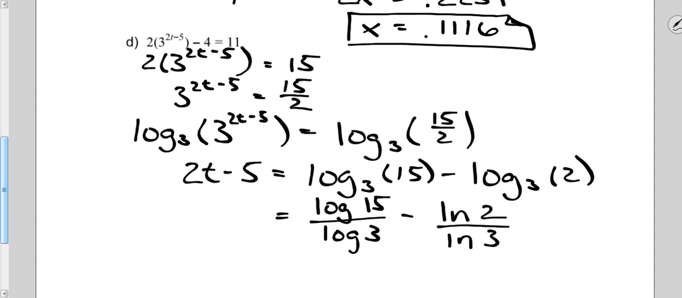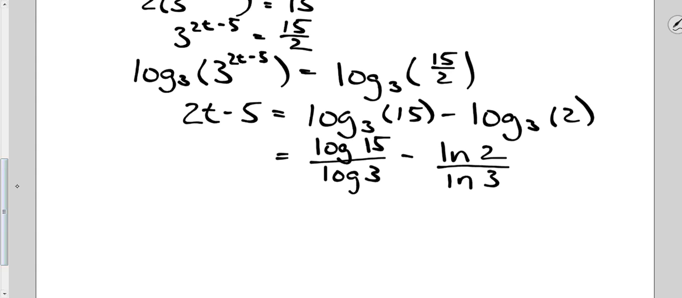0.6309. Now do natural log of 2 divided by natural log of 3. Is it magic or is it Memorex? All right. So what was this again? 0.6309.